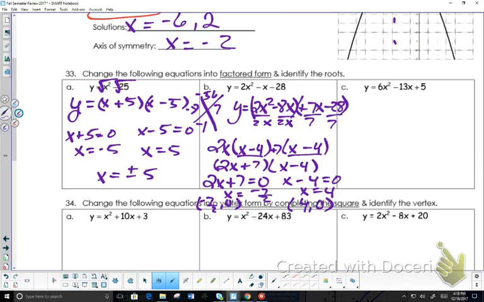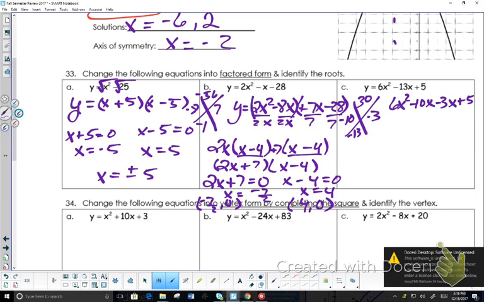Last one would be 6 times 5 is 30, and then we got negative 13 on top. How about 10 and 3, and they both got to be negative. So I got 6x squared minus 10x minus 3x plus 5. You're going to need to group them.